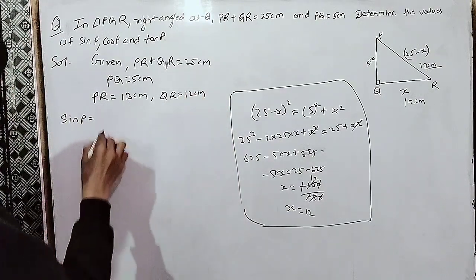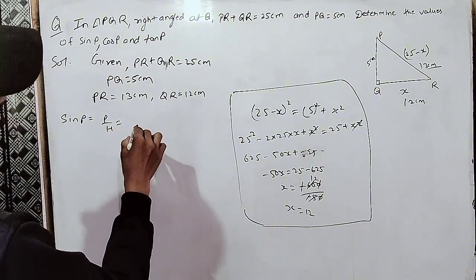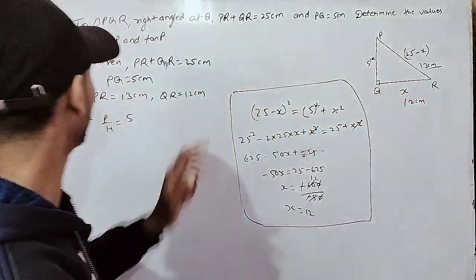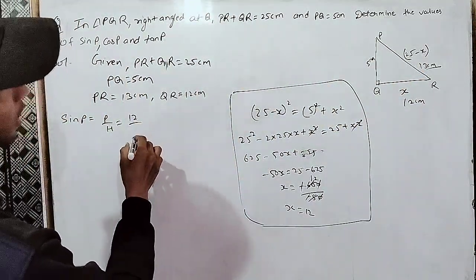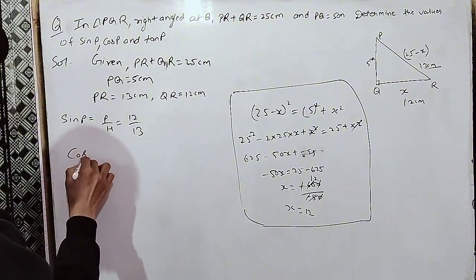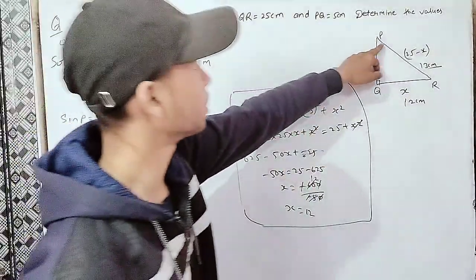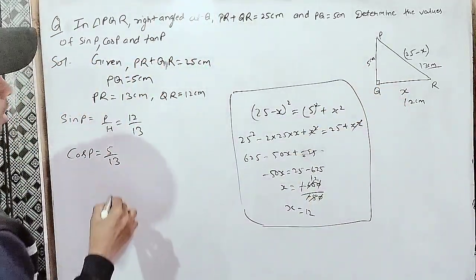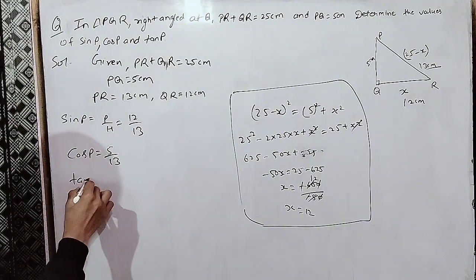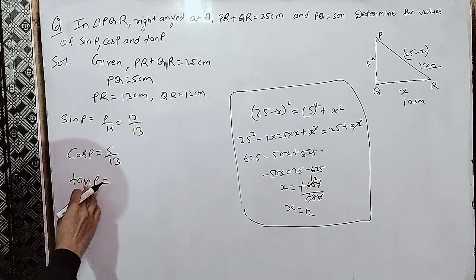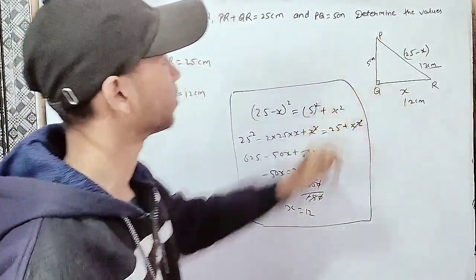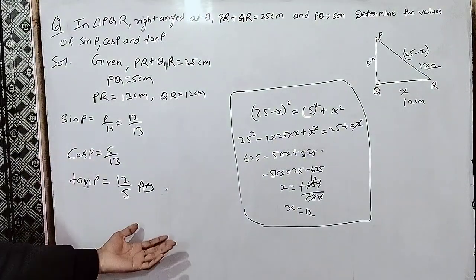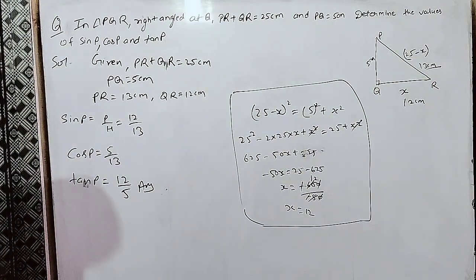Sin P. P by H. So perpendicular 12 by 13. Cos P. So 5 by 13. Tan P. So P by B means 12 by 5. Answer. That's it. You can see how I solved it.